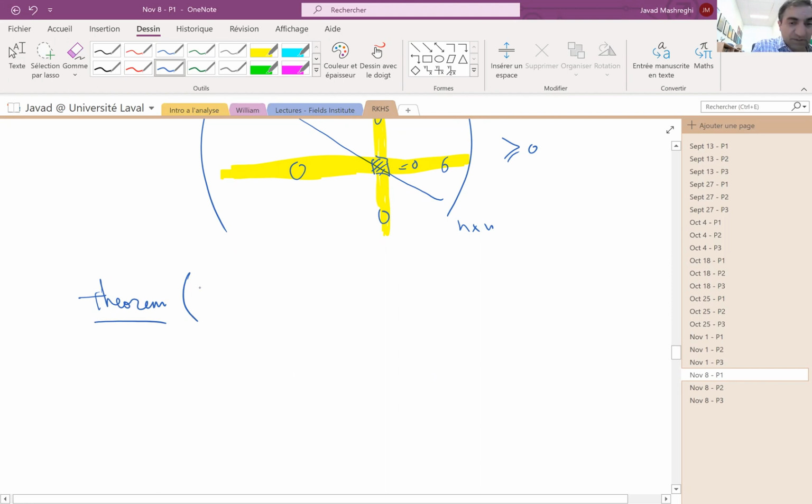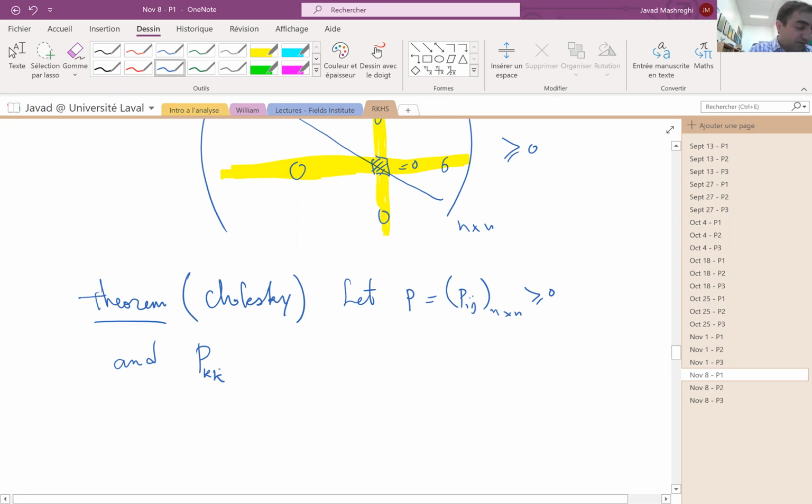Theorem, Cholesky. Let P equal to Pij, an n by n matrix, be positive. And now we assume that Pkk, the element on the diagonal, is not 0. But we know that it has to be bigger than or equal to 0. Therefore, this is equivalent to saying that Pkk is strictly bigger than 0. It's the same. Then define the following matrix.